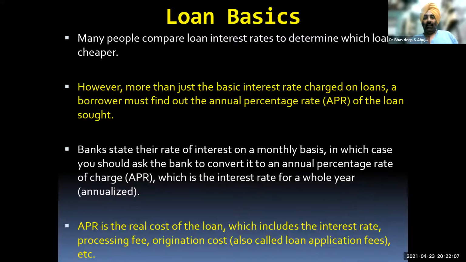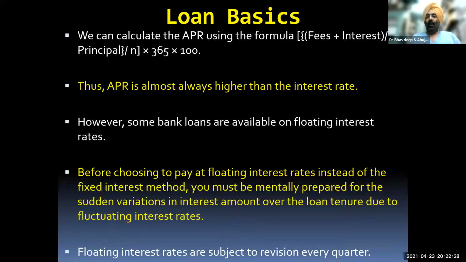People actually compare the interest rates. They should be bothered more about the APR. Banks will declare their APR usually every quarter. So ask what the APR is, because APR is the real cost of the loan, the annual percentage rate, which includes your interest rate, processing fee, the origination cost, or the loan application fee. This is the formula for APR: fees plus interest divided by principal, the whole amount divided by the number of years, into 365, into 100. That would be your APR.